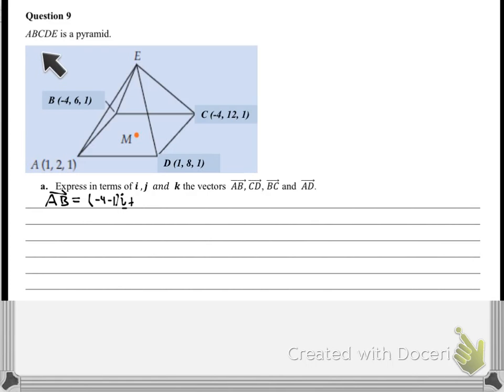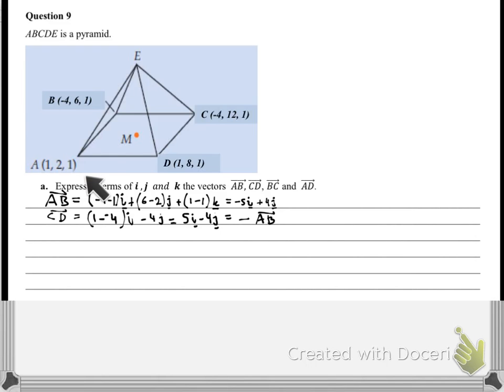Question 9. We've got a pyramid. A, B, C, D, E pyramid. So in terms of i, j and k vectors, let's work out these guys. So this is quite straightforward. All we're doing is taking the difference between the coordinates in the i component, the j component and the k component. Okay, based on the x, y and z coordinates. So some things you can notice. Once you've got vector A to B, that's this line here, A to B, there it is.